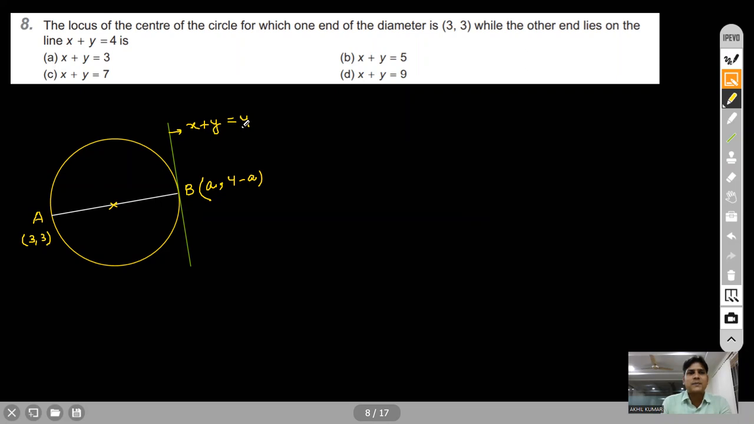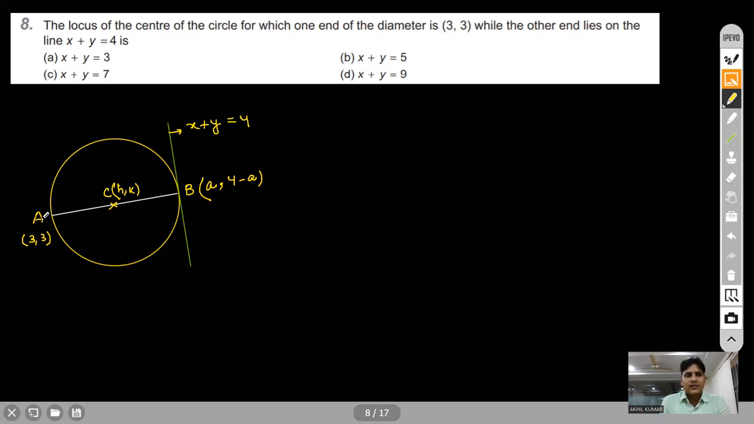Since it lies on the line, X plus Y equal to 4. Now, what we need to find is the locus of the center of the circle. So let me assume this center as C and consider its coordinates as H, K.